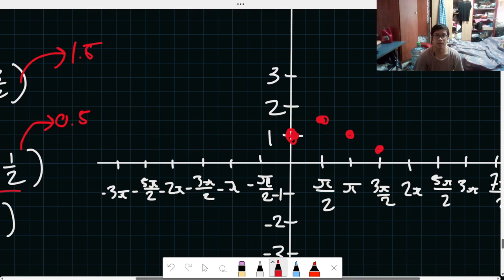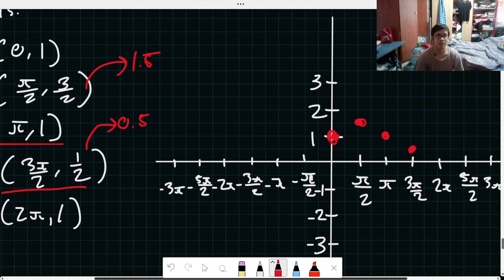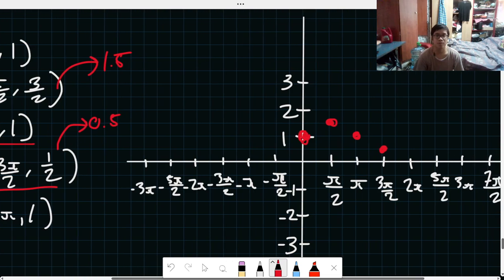Then last but not the least, we have 2 pi, 1. So it's here. Then you trace it. So it would look like this.